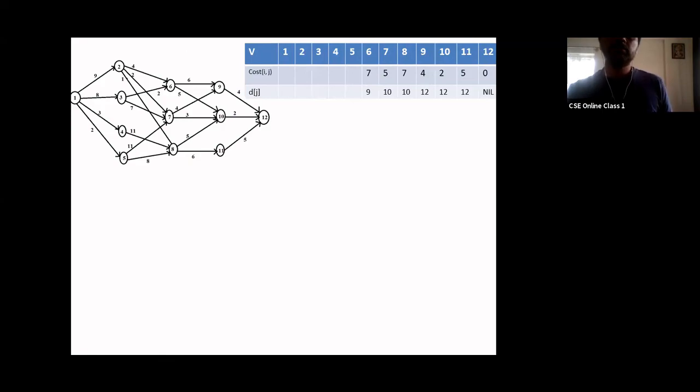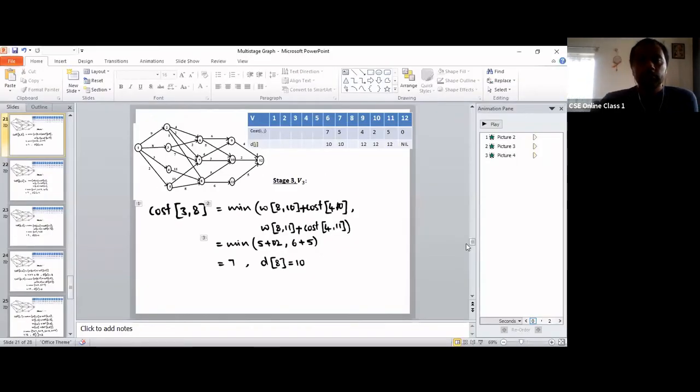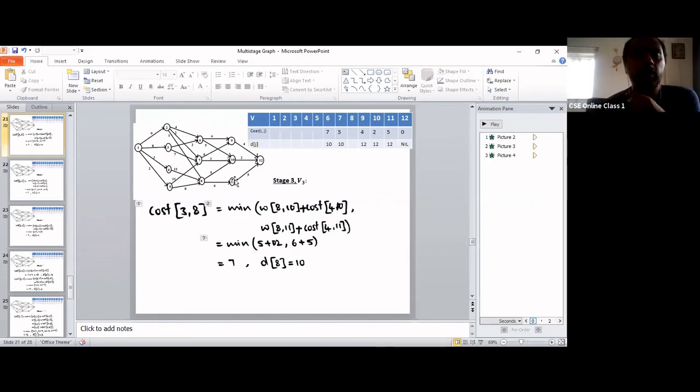Fine? Okay, sir. Any doubts? Students, if you have any doubts, clear your doubts and then solve the second stage and complete the solution and come back so that we can discuss in the next class. Any doubts? Hope you have noted down this graph.